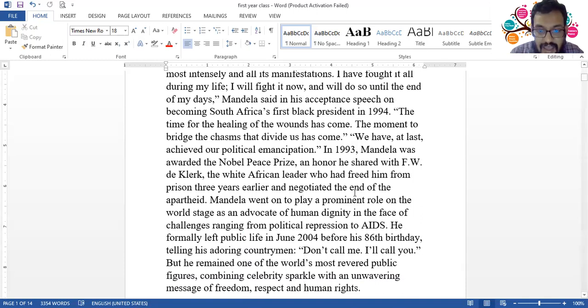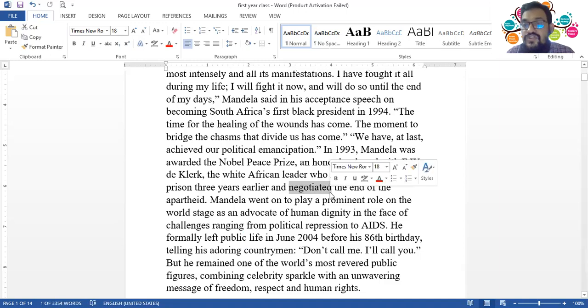Another thing, the African leader who had freed him from prison 3 years earlier negotiated the end of apartheid. So Mandela also negotiated deals and talked with them, which means he worked as a diplomat. Diplomats negotiate with other parties. He worked as a diplomat of humanity. He negotiated with the white people to stop apartheid, to remove apartheid from South Africa.